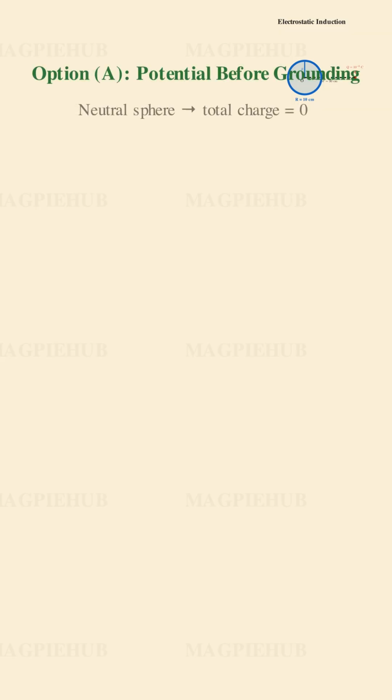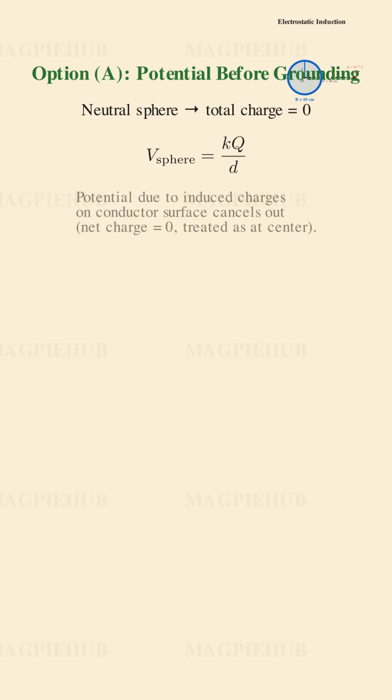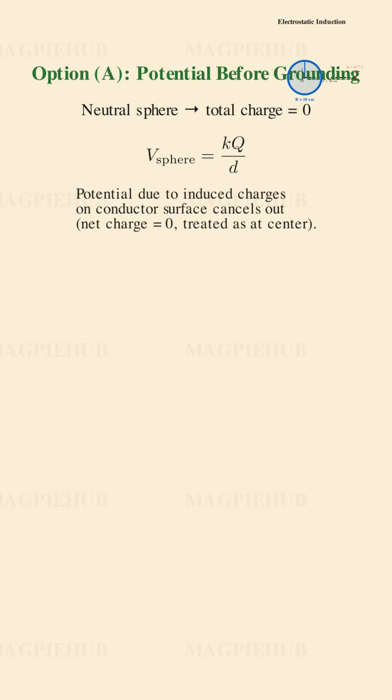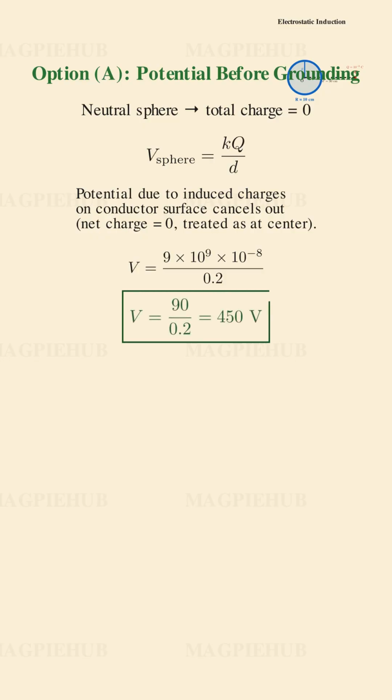Before grounding, the sphere is neutral. The induced charges on the surface redistribute but have zero net charge. For a neutral conductor, the potential at the center equals the potential due to the external charge alone. Because the net induced charge is zero, their contribution to the potential at the center cancels out. And since the conductor is an equipotential body, this is the potential everywhere on the sphere. Plugging in the values, V equals 9 times 10 to the 9 times 10 to the minus 8 divided by 0.2. Computing this gives us 450 volts. So option A is correct.